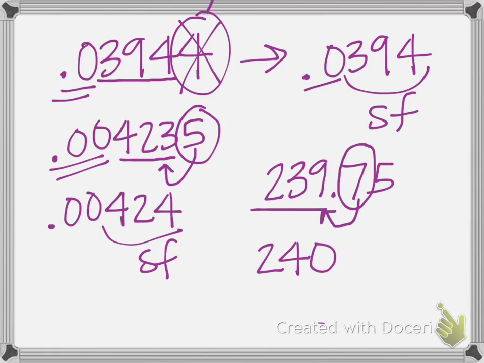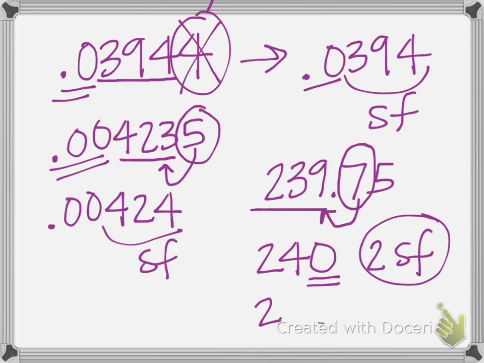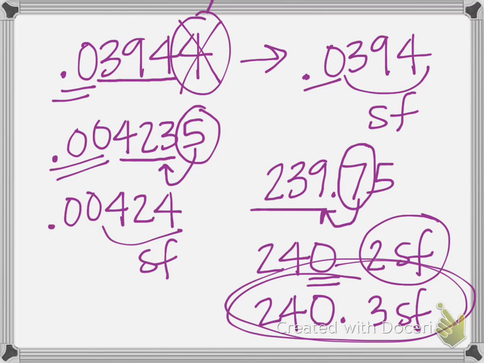There are 3 numbers, but there are not 3 sig figs in the number 240 because that 0 is not being considered significant at the moment because there's no decimal. So you see what I'm saying? This one has 2 sig figs at the moment. If I want that 0 to count, I have to put a decimal after 240, like so. And now that answer is 3 sig figs, and that would be your final answer.